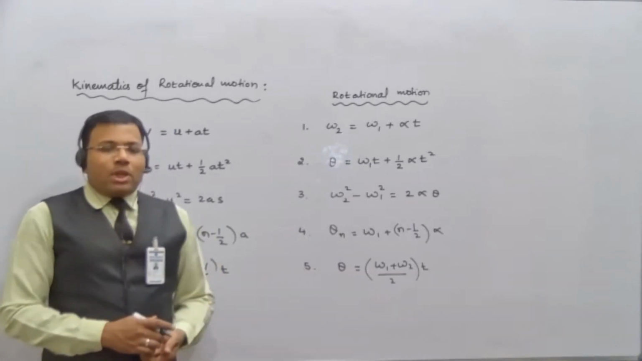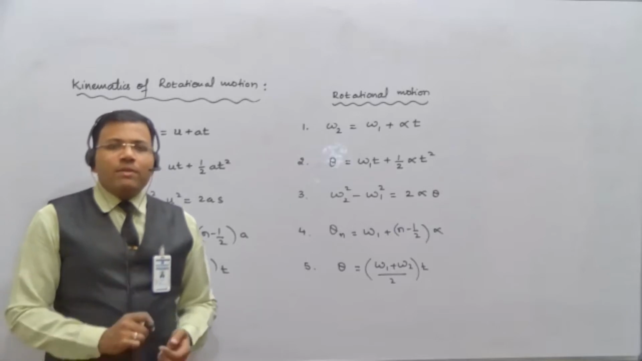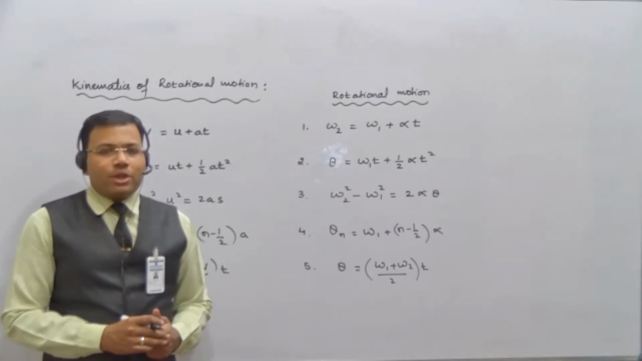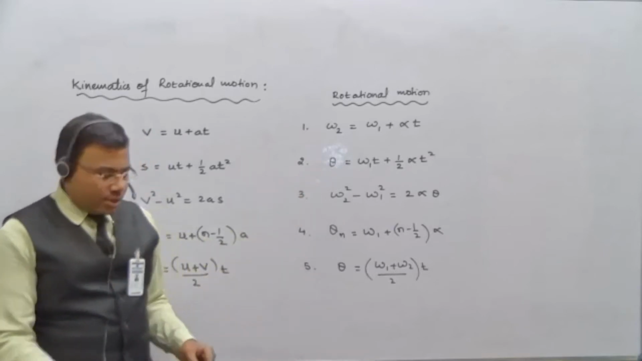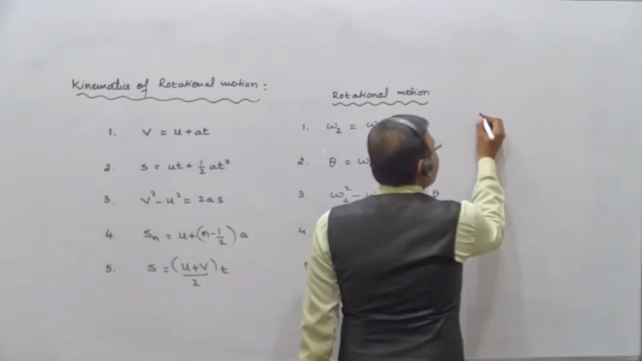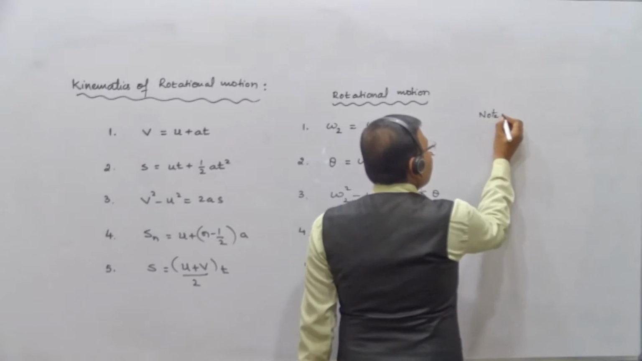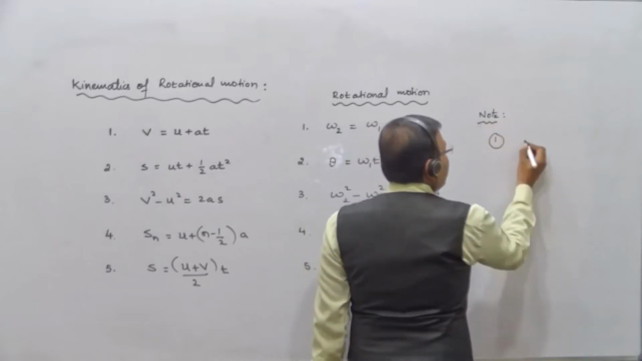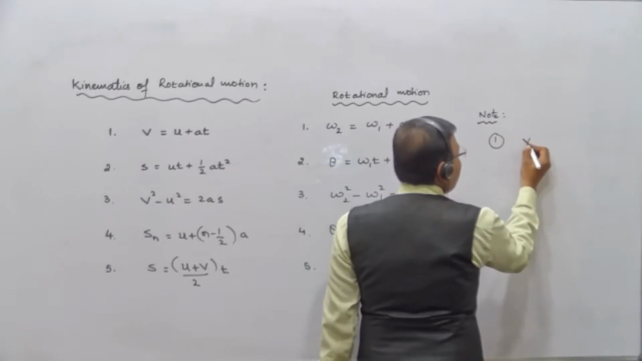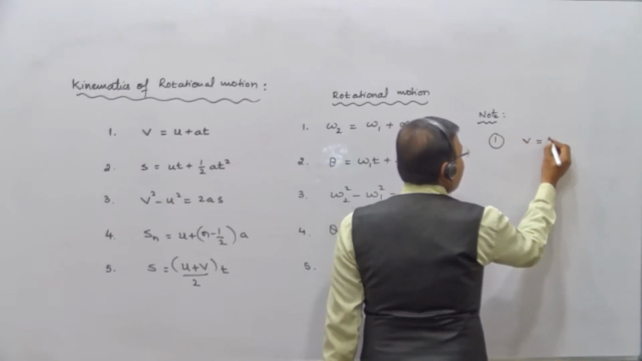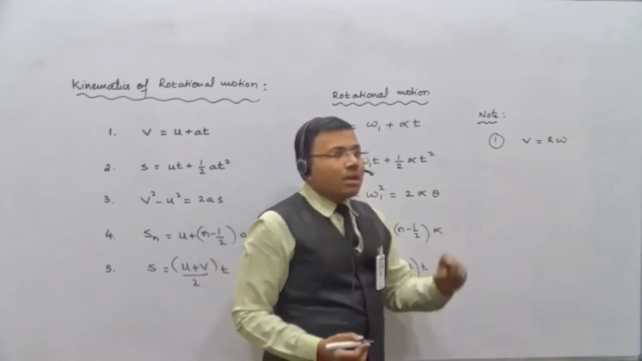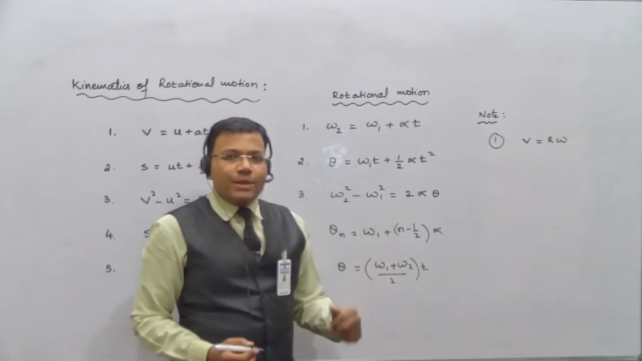One thing, there is a relationship between the linear velocity and the angular velocity, linear acceleration and the angular acceleration. So let us see what is that relation. The first one, relation between the linear velocity and the angular velocity: v is equal to r omega, where v is the linear velocity, omega is the angular velocity.